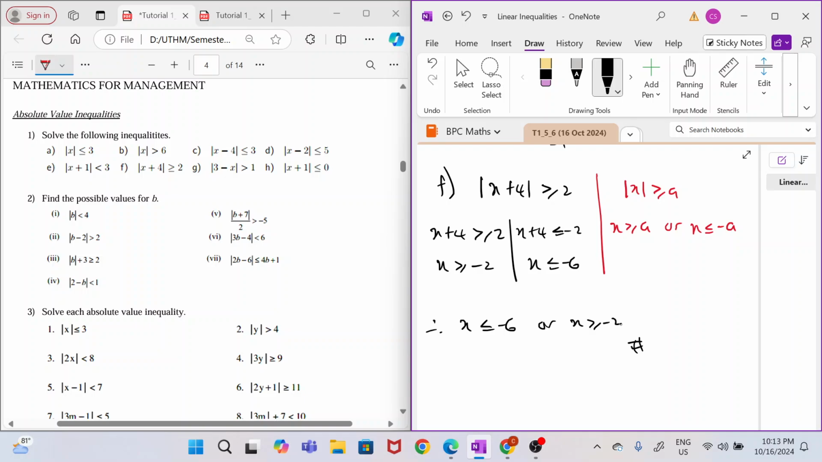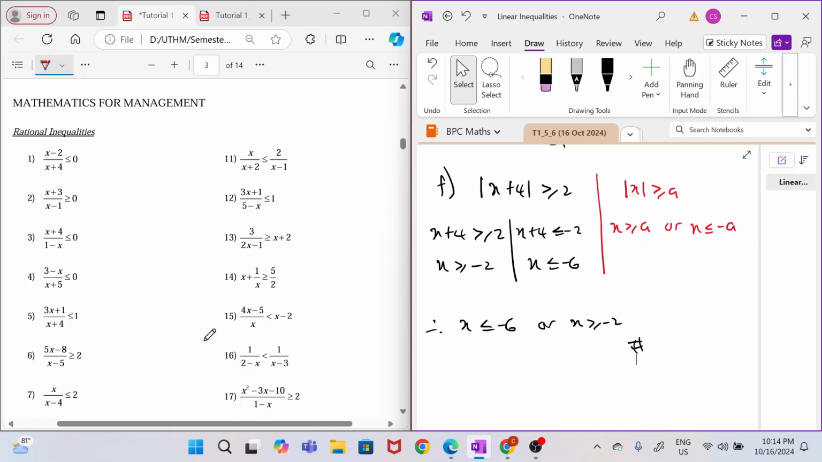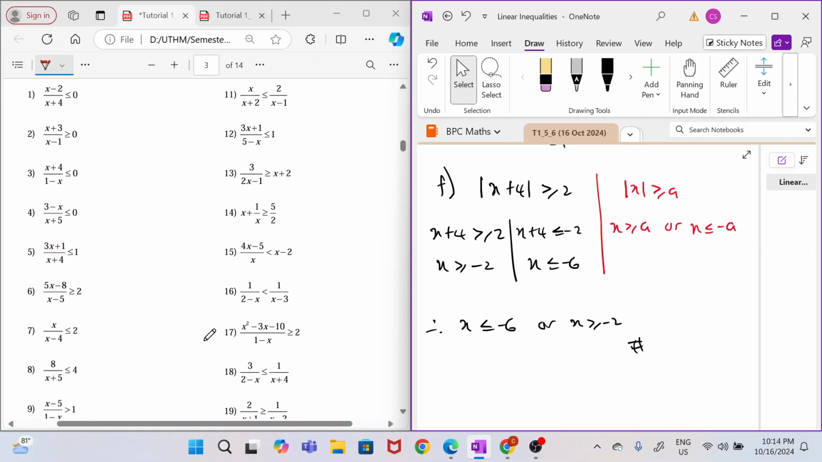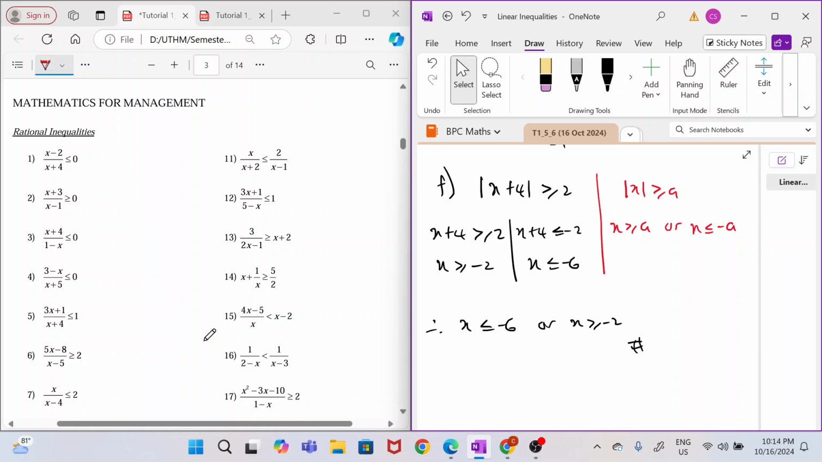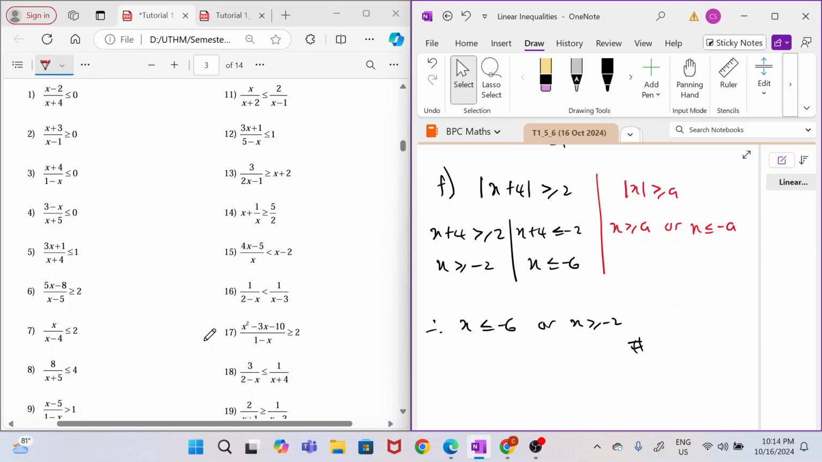So you ask me in the rational question. Before I proceed, let me answer this one. Rational. What you ask me here? X plus, which question you are doing here? X minus 3.